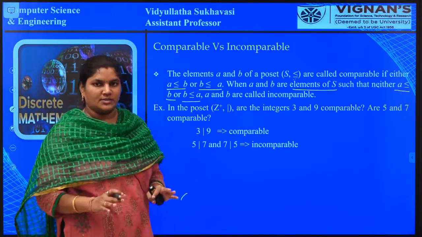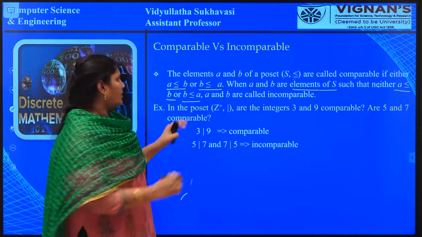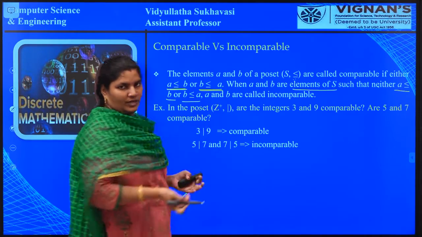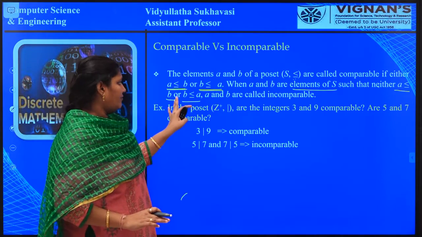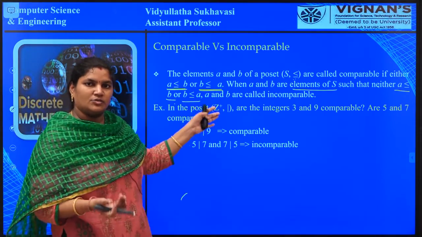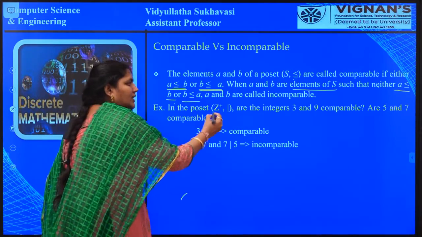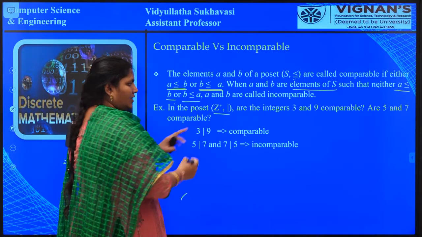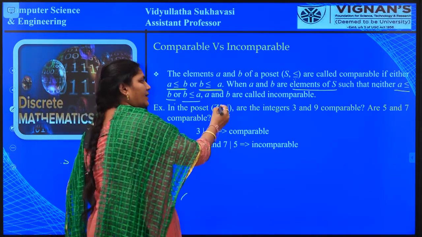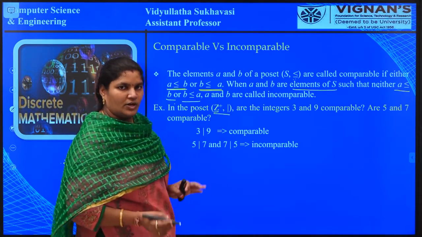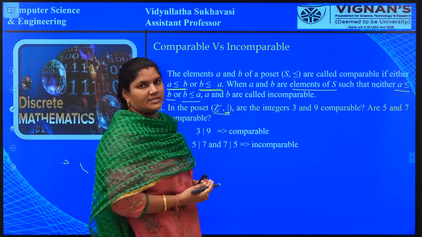So here there are only two cases. If this less than or equal to is satisfied for A ≤ B or B ≤ A, we can say that it is comparable. If it is not satisfied for these forms, then we can say that those are incomparable. See the example for this in the poset Z plus. Here Z indicates integers and plus indicates positive integers. We are considering only positive integers, and here we have taken the condition as the divides symbol.